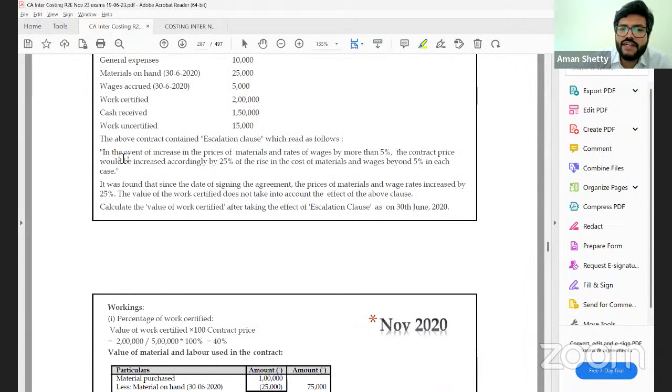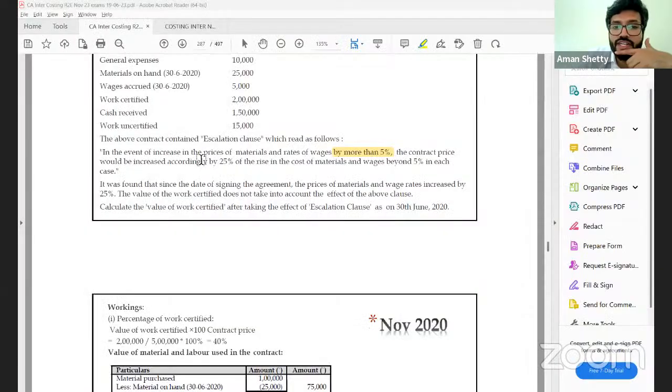Remember this. In the event of increase in the price of materials and rates of wages by more than 5%. Remember the price line I had drawn, 0 to 100. So by more than 5%, you'll go from 100 to 105. By more than 5 means more than 105.